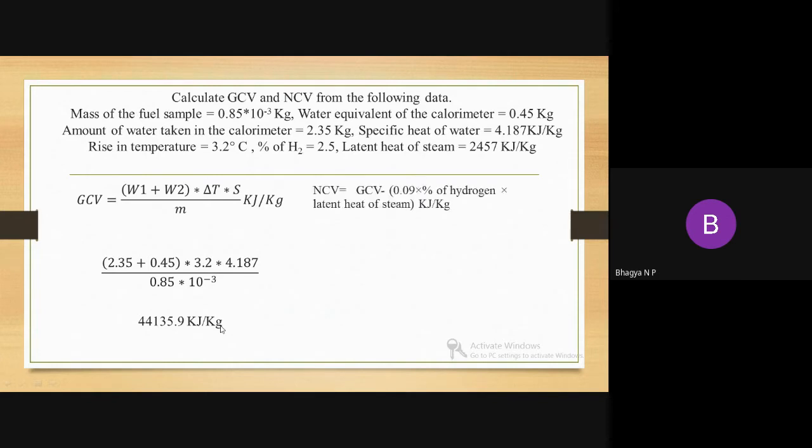So from the GCV, we can calculate NCV and that can be done by using this equation. The equation is GCV minus 0.09 into percentage of hydrogen into latent heat of steam. So on substituting all the values, 0.09 is a constant, percentage of hydrogen is 2.5 into latent heat of steam is 2457. And on calculation, we are going to get NCV as 43,583.07 kilojoule per kg. So this is the answer for this problem. So now we shall move on to the next problem.